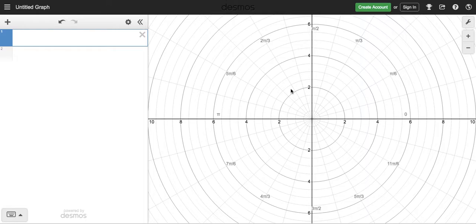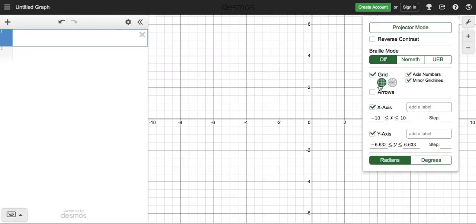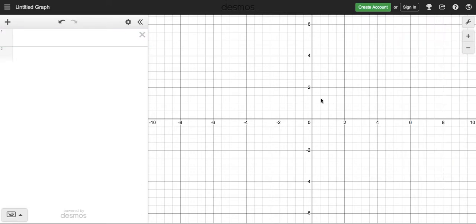Hey gang, here is a brief tutorial on how to use Desmos to do polar graphs. I have my polar graph already set up, but normally your default setting on Desmos is just a regular Cartesian grid. So it would look like this when you start out.